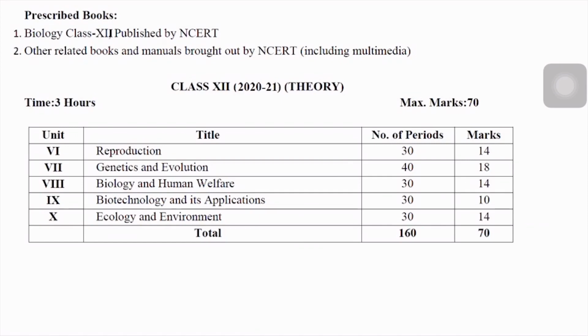the genetics portion, unit 7, that is genetics and evolution, carries 18 marks out of 70. So if you see all the 5 units, among all the 5 units, this particular unit carries the maximum marks. Hopefully I will get to finish the genetics portion of the unit during this particular month.